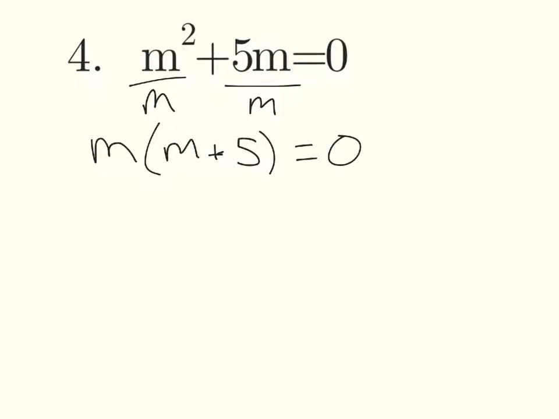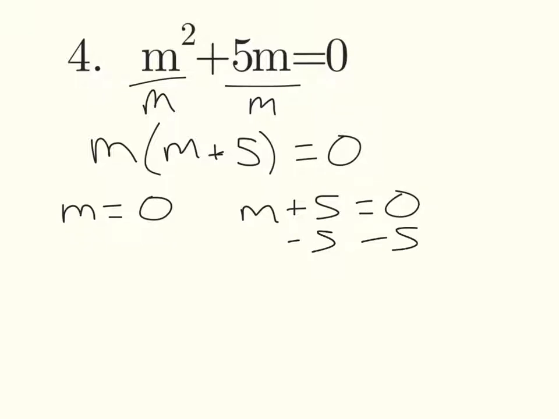Now we're going to set each factor equal to 0. Notice we don't do anything here. Nothing to do. That's an answer. And then we just subtract 5 here. So our two answers are 0 and negative 5.